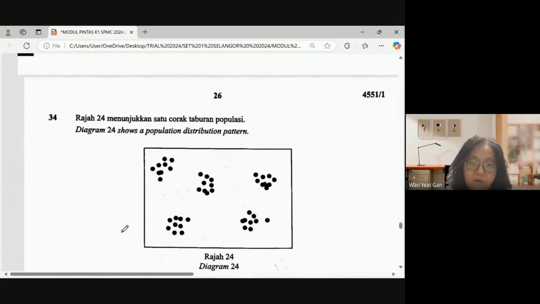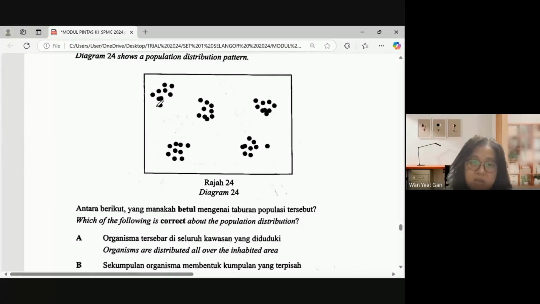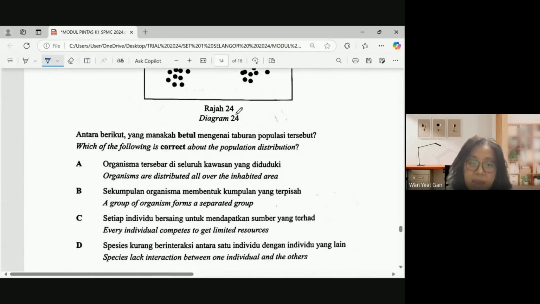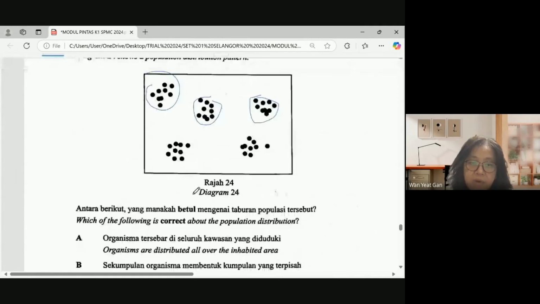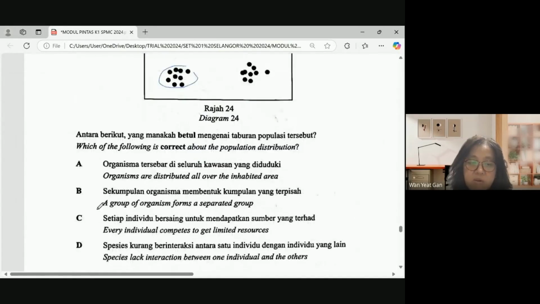Question 34 shows a population distribution pattern. So we can see that these organisms are found to be together and they are separated from other groups. So this is called a group of organisms that form separate groups.